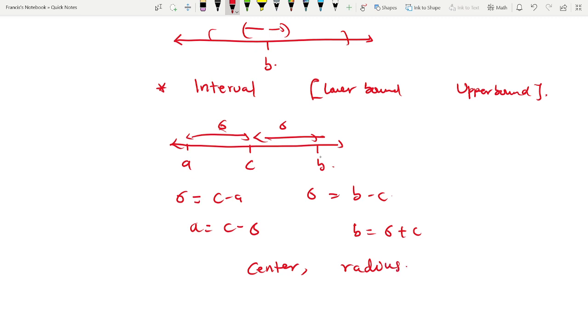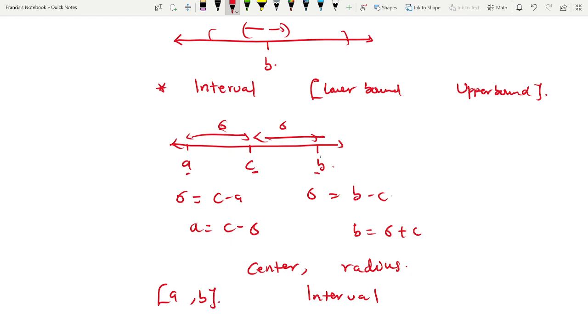So as I said, this is our center, this is our endpoint. Assuming that we don't know A, we don't know B, A will be giving us C minus delta. And B will be giving us C plus delta. So what I mean is, given a center and a radius, you should be able to find an interval, which we call the neighborhood around any point. And that point is what we call the center. So the goal of finding neighborhood is to create the interval by finding A and B as an interval.